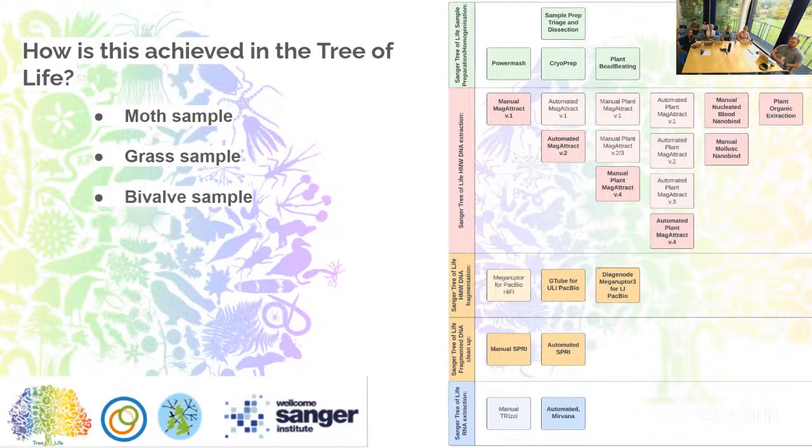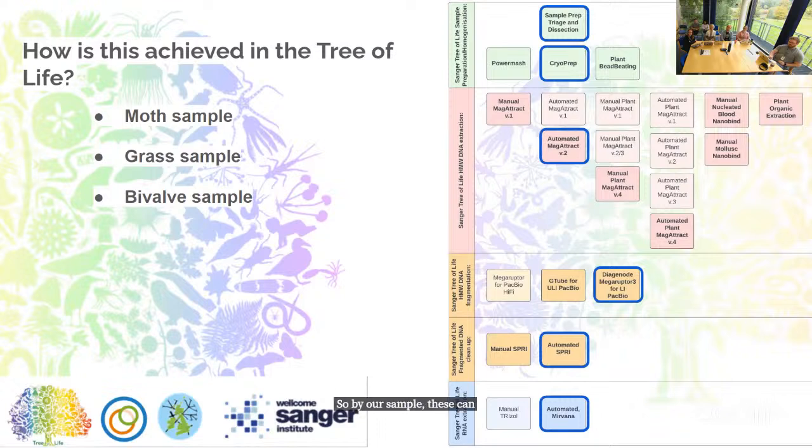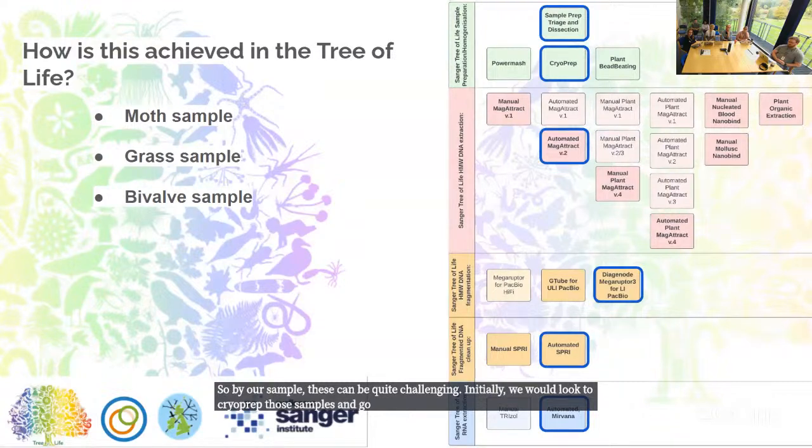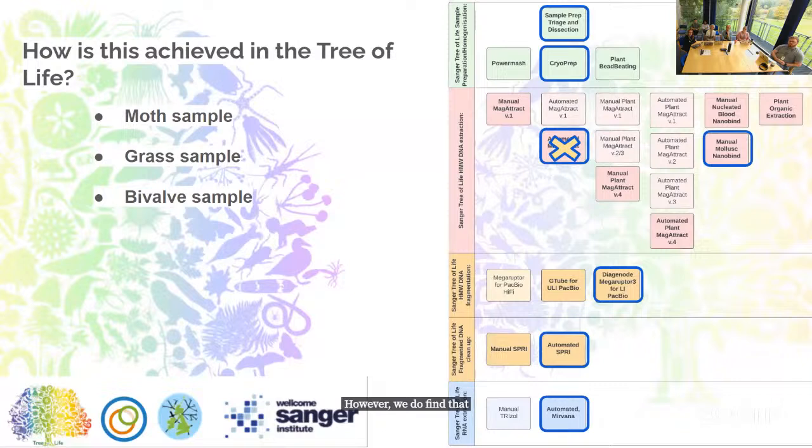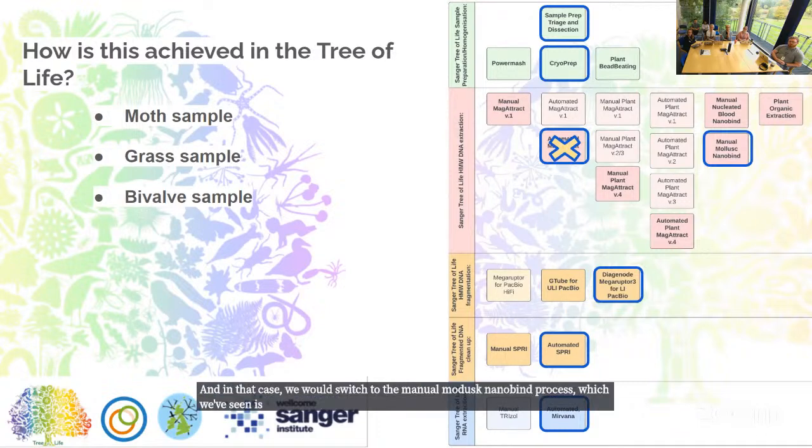So a bivalve sample, these can be quite challenging. Initially, we would look to cryoprep those samples and go through the automated Magattract process. However, we do find that sometimes those fail, and in that case, we would switch to the manual mollusk Nanobind process, which we've seen is able to rescue some of those samples that fail with the Magattract extraction method.